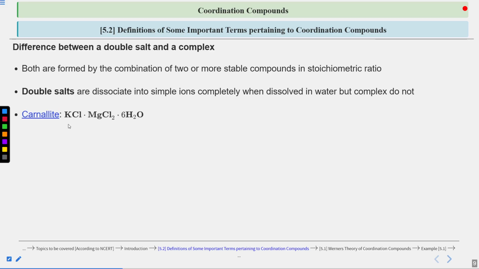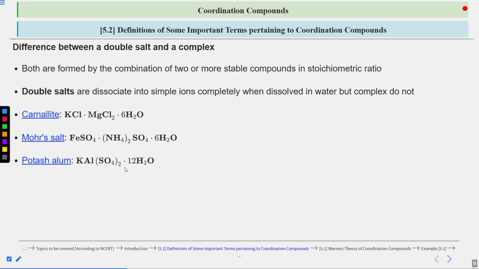Example, carnallite, KCl.MgCl2.6H2O. This is an example of a double salt. Mohr's salt, again an example of a double salt, FeSO4.(NH4)2SO4.6H2O. Potash alum, K2SO4.Al2(SO4)3.24H2O, or KAl(SO4)2.12H2O.